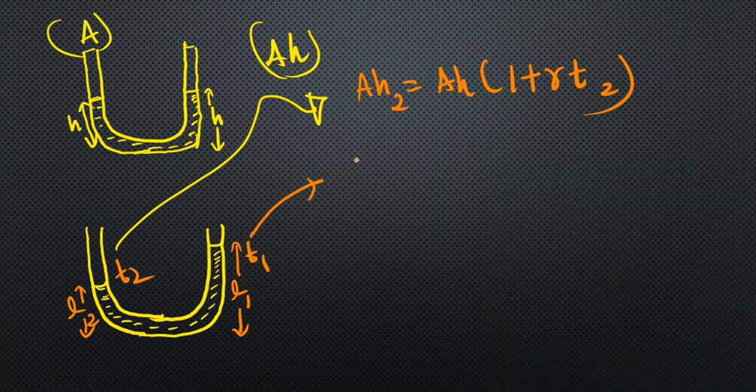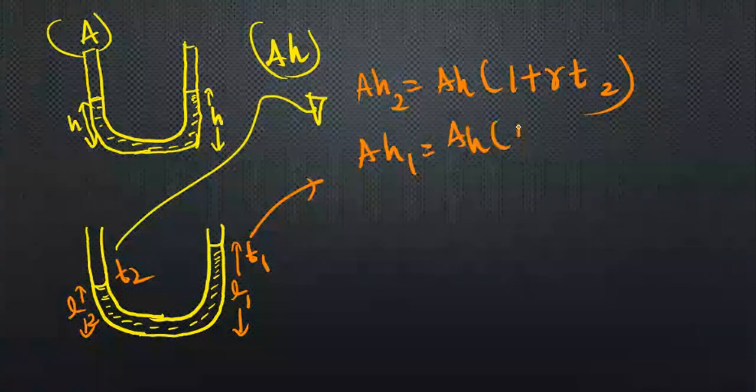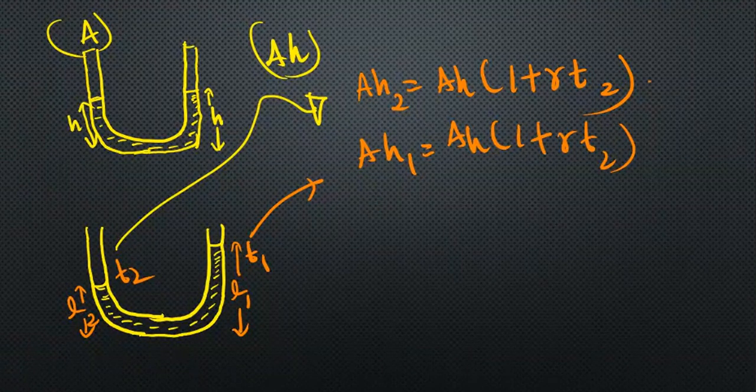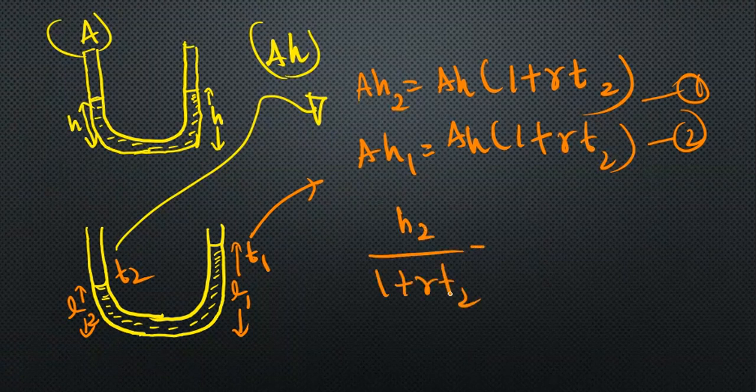So the right arm: AH1 equals AH times 1 plus gamma T1, right? So you can see capital A cancels off. So here I can simplify the two equations in this manner. So here you can see H is common. So I can write H2 divided by 1 plus gamma T2 equals H. In the same manner, I can write H1 divided by 1 plus gamma T1 again equals H.